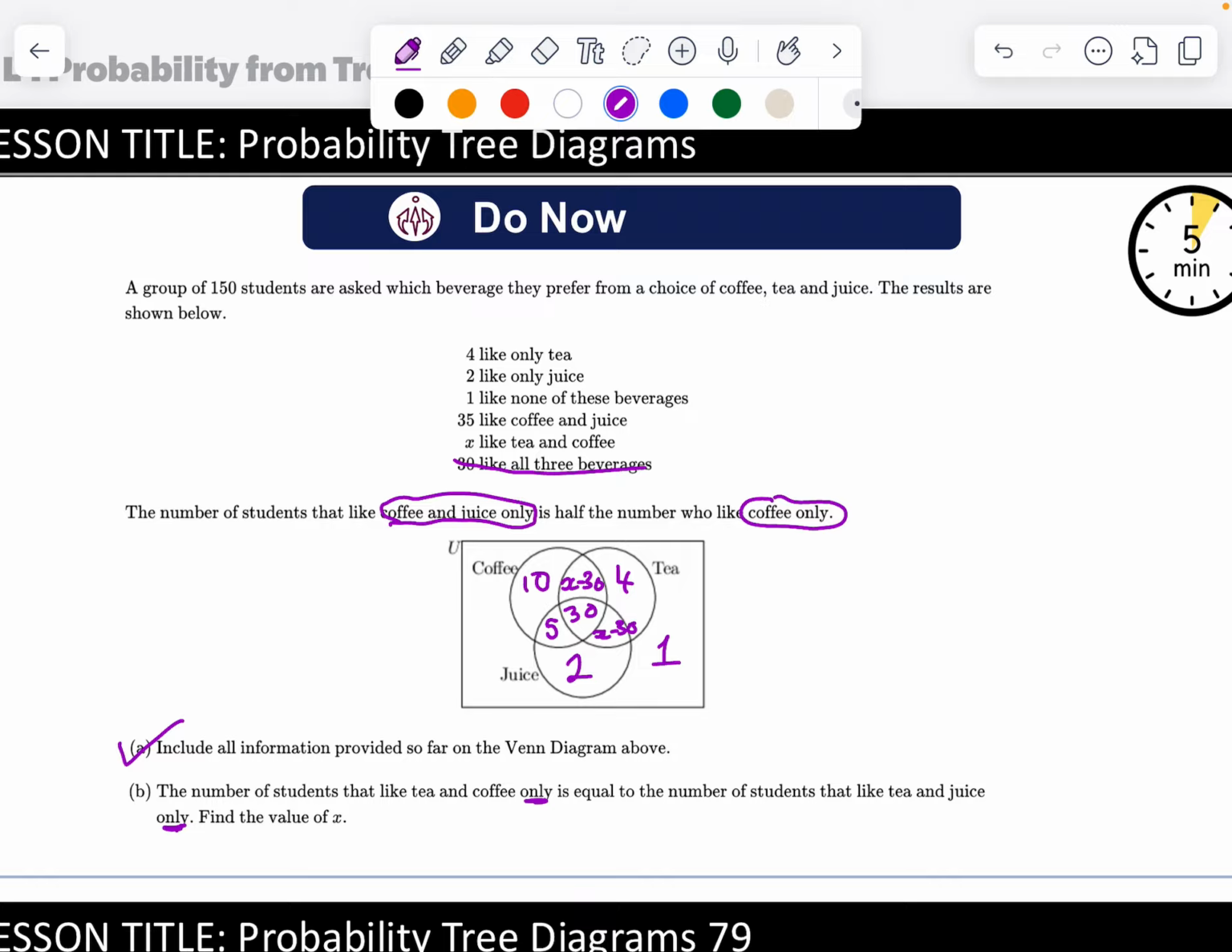Now that's enough information to work out what x is. So we're going to add all the sections together. Ran out of space, plus 4 I think is the last one. So we are going to be left with, that will equal 150. So if we add all that together and simplify, we are going to be left with 2x.